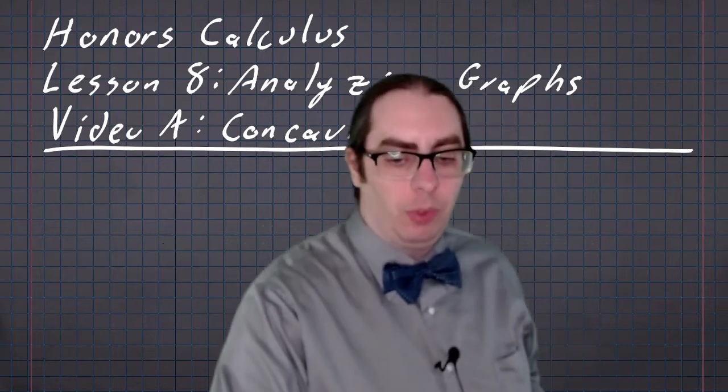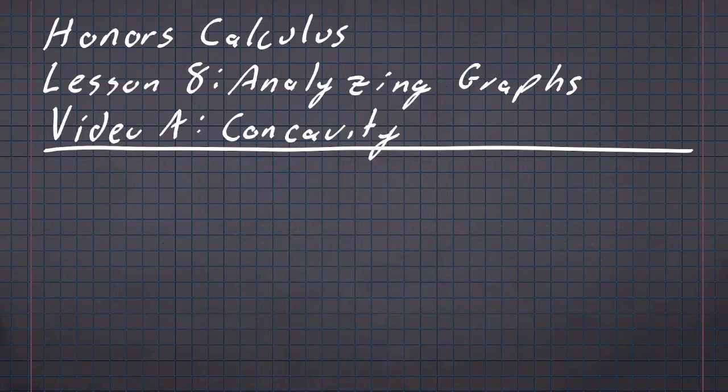So let's just jump right in. The idea of concavity is talking about how a graph is curved. So we're trying to analyze the difference between a shape that looks like this and a shape that looks kind of like that. We call curves in this first sense concave down.